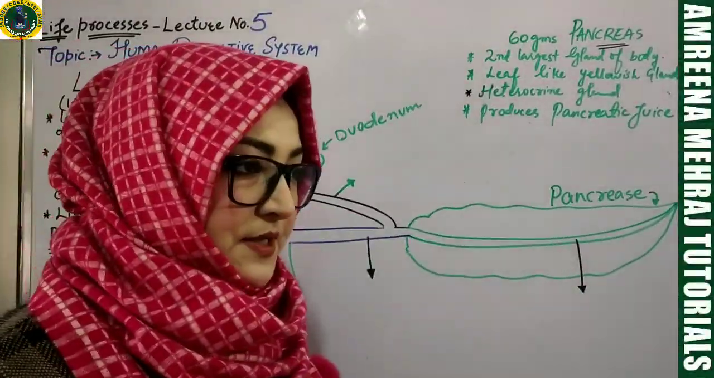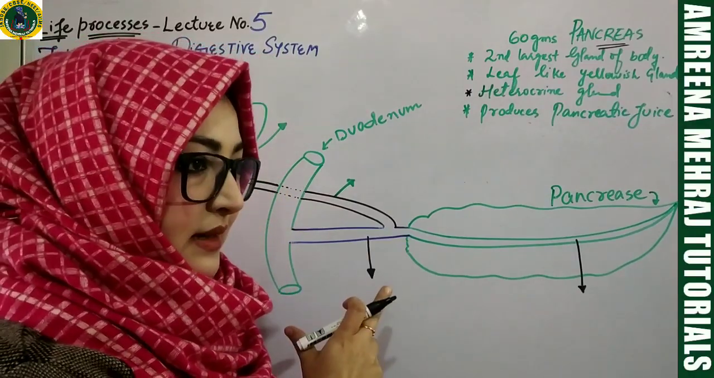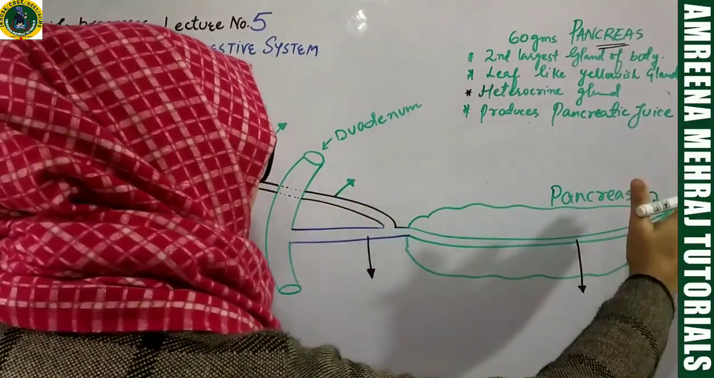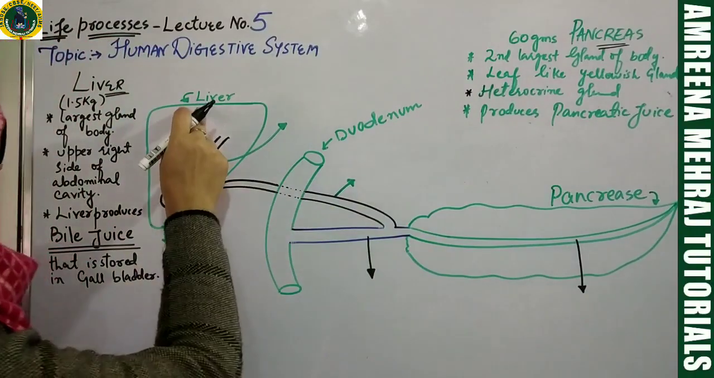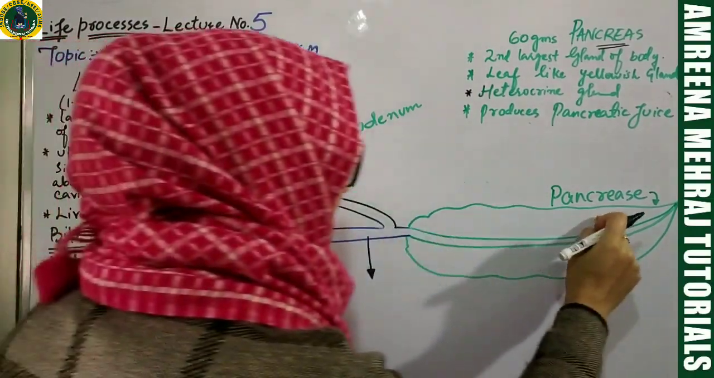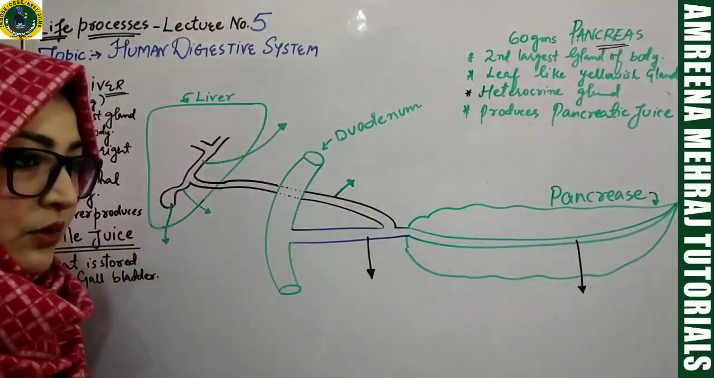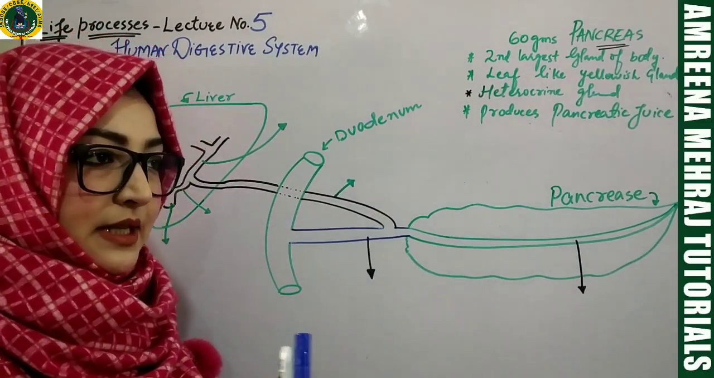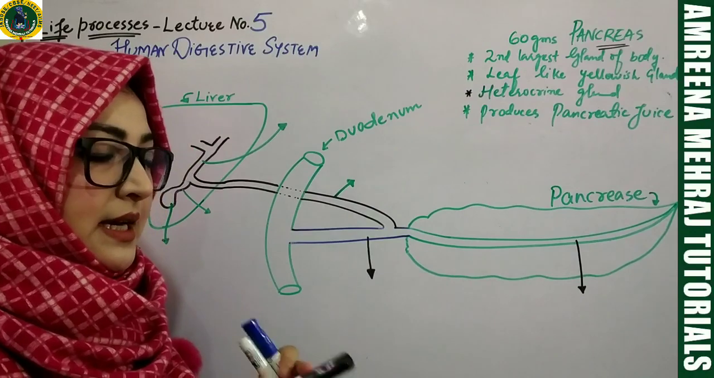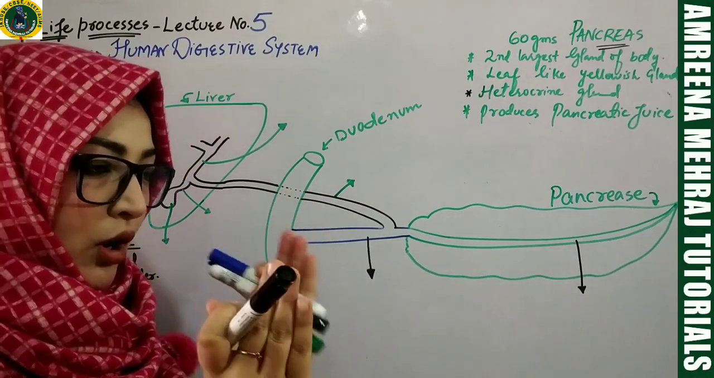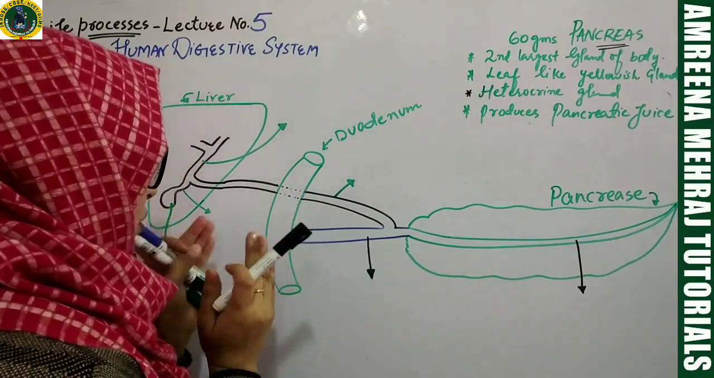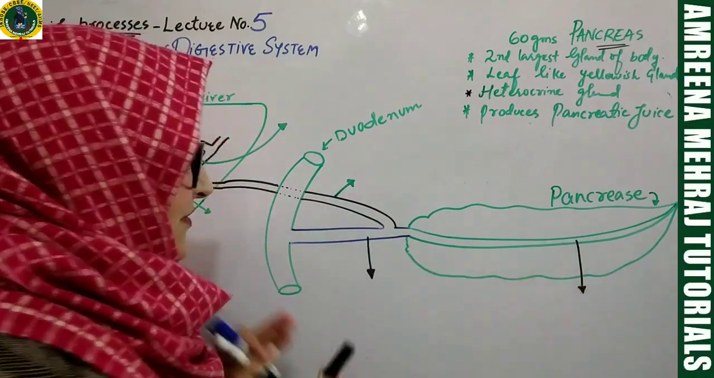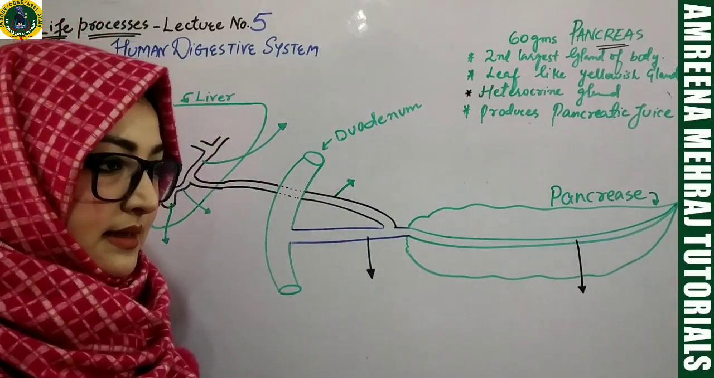So my dear students, this is the very important part. This is basically an enlarged view of 2 important glands. One is your liver, another is your pancreas. So these 2 important glands, I have basically labeled them in the previous diagram also. But since that diagram was very small in size, I don't want you people to have any confusion as far as the arrangement of these 2 glands is concerned.